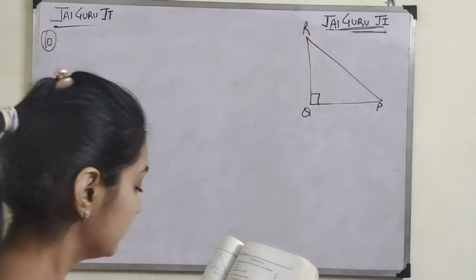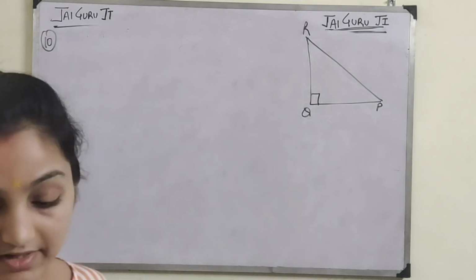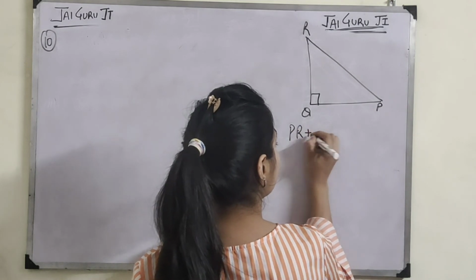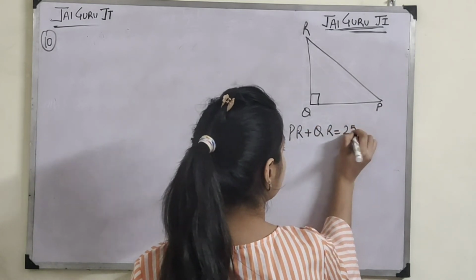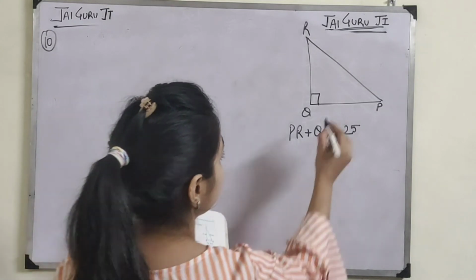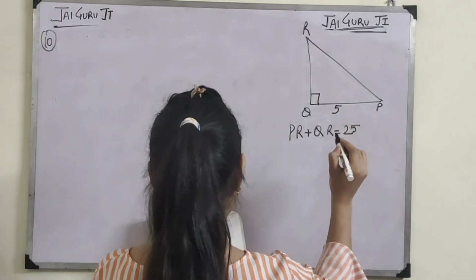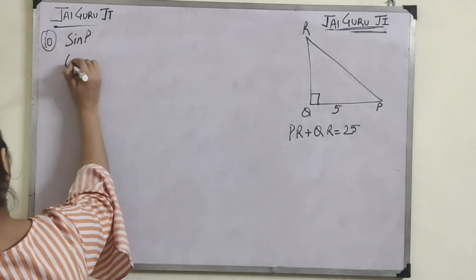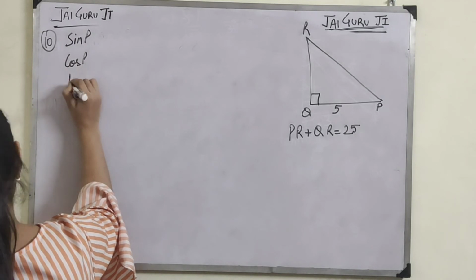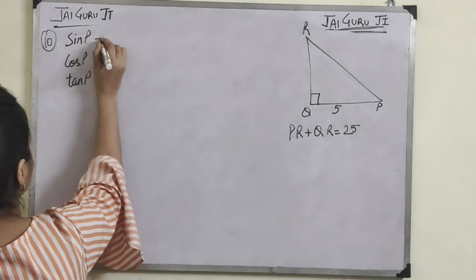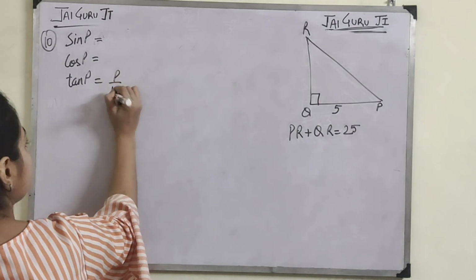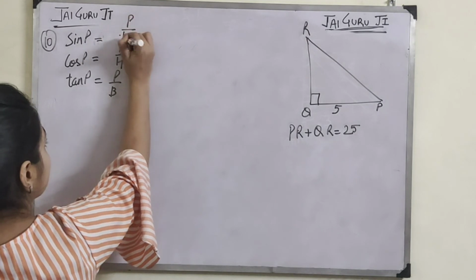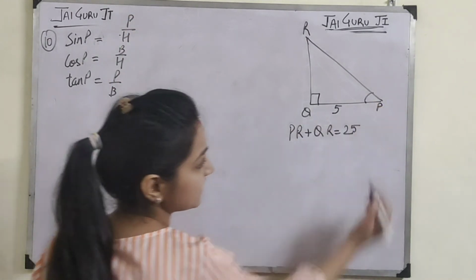It's given PR plus QR is 25. It is given in the question. PQ is 5. Determine the values of sin P, cos P, tan P. So you have to find out all these values. tan P is P upon B, cos P is B upon H, sin P is P upon H. All of them are taking P as the angle.